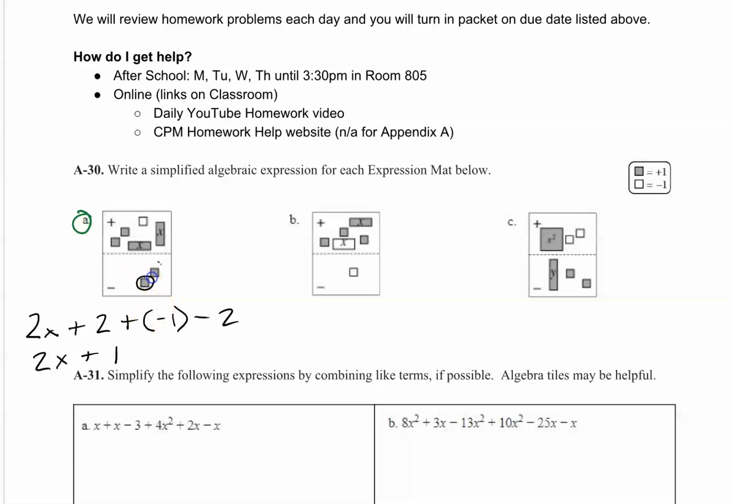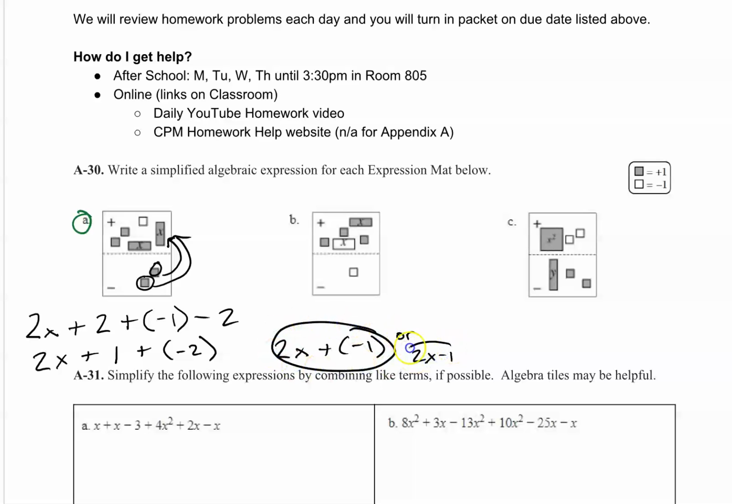That's going to be 1. And then what you can do is flip these guys to the positive region. You don't have to do that, but you can. So that subtracting 2 is the same thing as adding -2. 1 and -2, we're going to have a leftover -1. So your final answer here is going to be 2x plus -1. You could take it a step further and write that as 2x minus 1. Either one's fine. You can try B.